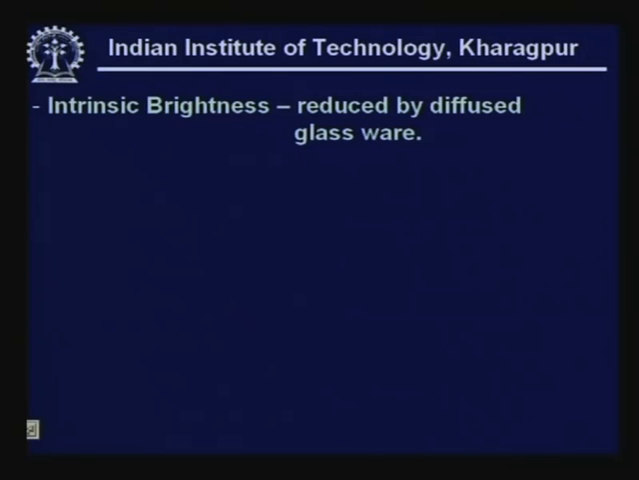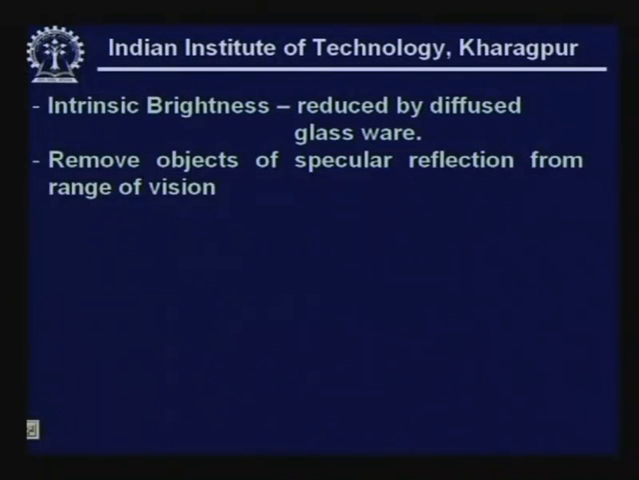And the brightness of a lamp of course is reduced by providing diffused glassware. We have those spherical shells which are diffuse, or oval shells which we have seen, and always avoid having objects which can give specular reflection in the range of vision.